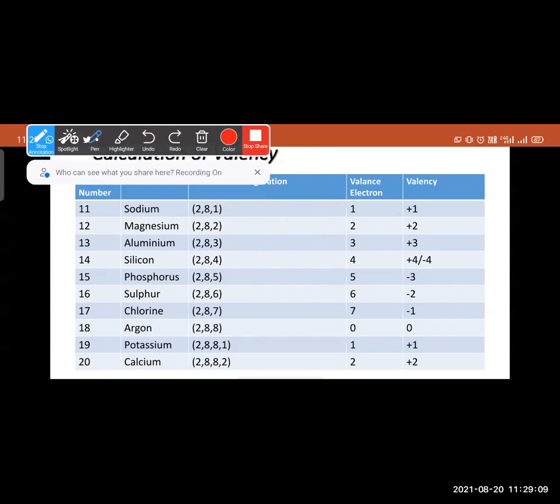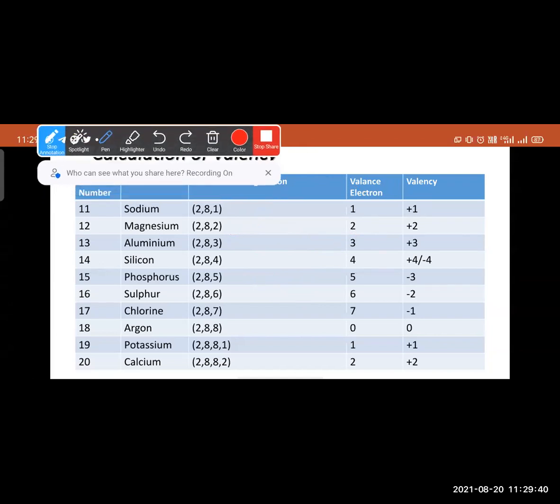In case of magnesium, atomic number of magnesium is 12. Electronic configuration is 2, 8, 2. The outermost orbit contains 2 electrons. Therefore, the valence electron will be 2. It will be easy to donate 2 electrons instead of accepting 6 electrons. So the valency will be +2.